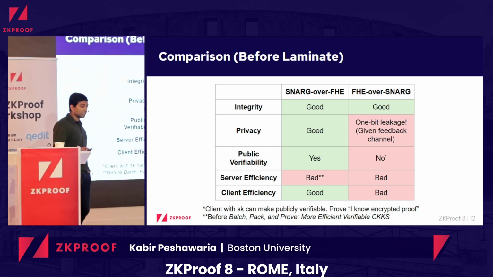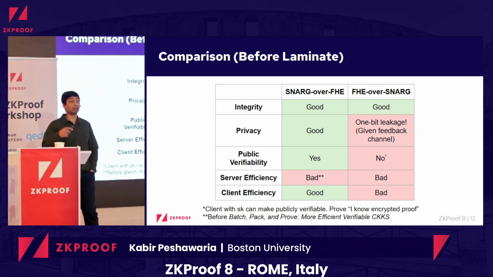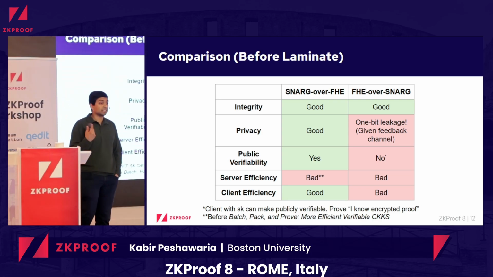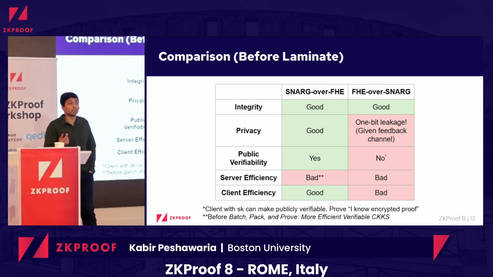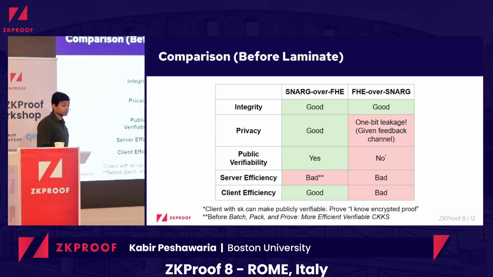From a privacy setting, the FHE over SNARG has a slight issue. Because of this decrypt-then-verify phenomenon, if the server has access to a feedback channel, like in particular whether you complained about the proof being invalid, there's a 1-bit leakage, right? Which, in practice, could be really problematic, right? So it's important to acknowledge that.